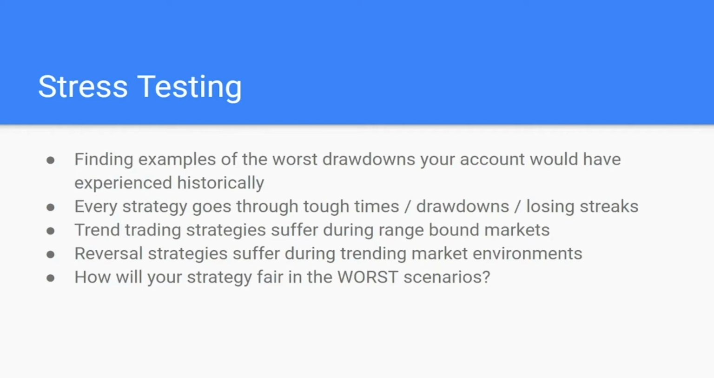Trend trading strategies are going to suffer during range-bound markets, and reversal strategies during trending markets are going to have a hard time as well, as we mentioned with our Bollinger Band example. So how will your strategy fare in the worst scenarios, when things are going really, really bad and it's just a market environment that is not helping you out whatsoever? How bad did it get? And most importantly, with this stress testing, did your strategy survive? We want to make sure that our strategy is actually capable of surviving through the tough times and the good.